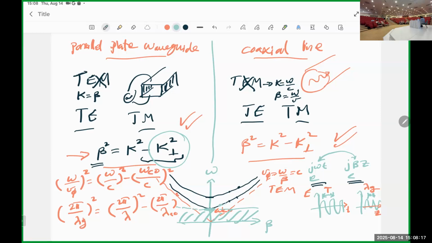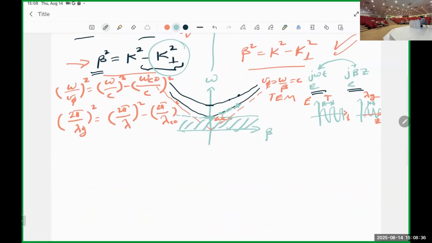As you go away from here, your slope is going to be changing, and this is a positive slope, and this is your group velocity. The group velocity, the information, is going to be slower than the speed of light, but the phase velocity at each point is greater than the speed of light.